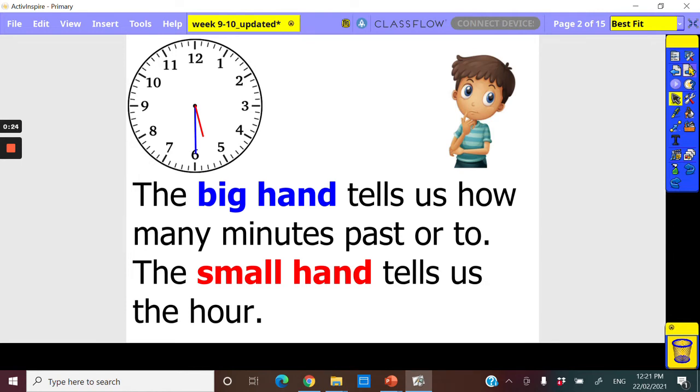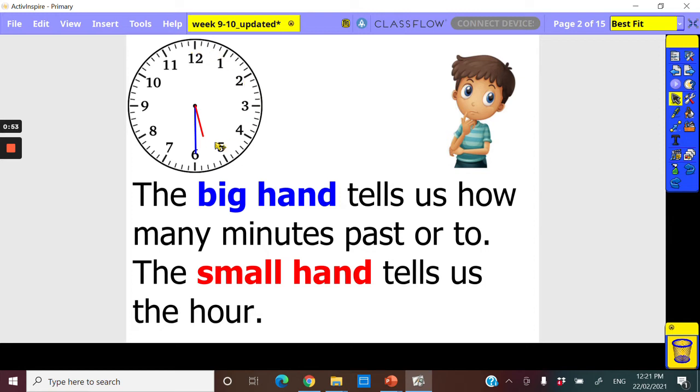What is the time on this analog clock if the big blue hand tells us how many minutes past or to the hour and the small red hand tells us the hour? Press pause while you work out your answer and write it down on the piece of paper in front of you, and press play when you're ready to check. Fantastic. Well done. Okay, let's check if you got the same answer as me.